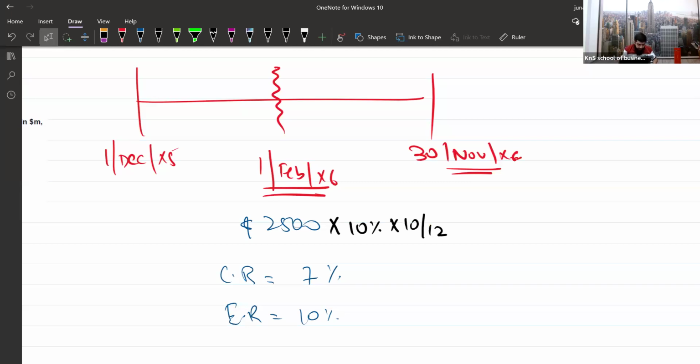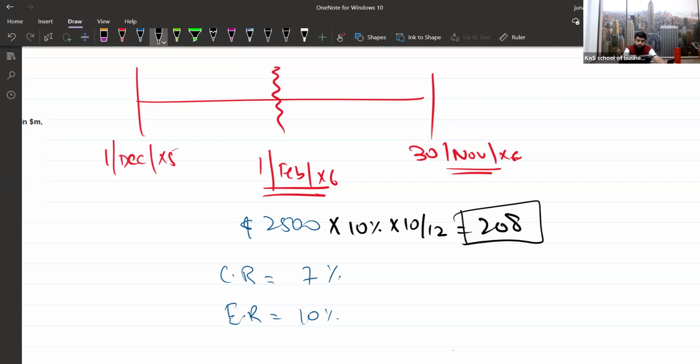Can anyone please calculate the amount? That is 2,500 multiplied by 10%, multiplied by 10 and divided by 12. It's 208, right? So the finance cost that will be charged to P&L for the year is 208.